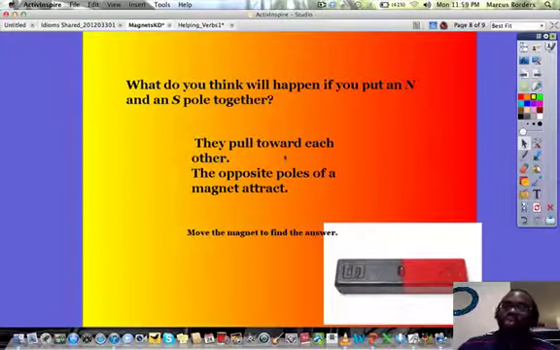They will actually pull towards each other. The opposite poles attract. Have you ever heard of the phrase opposites attract? Well, that's what this pretty much means. The north pole and the south pole get together, and because they're opposite ends, they attract one another.